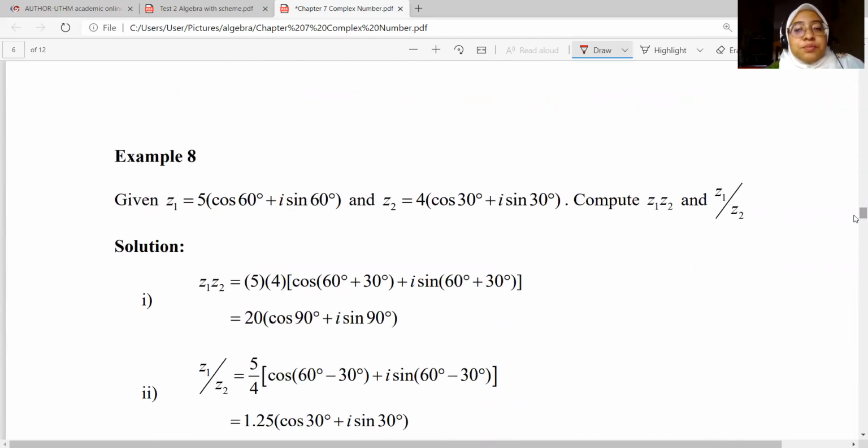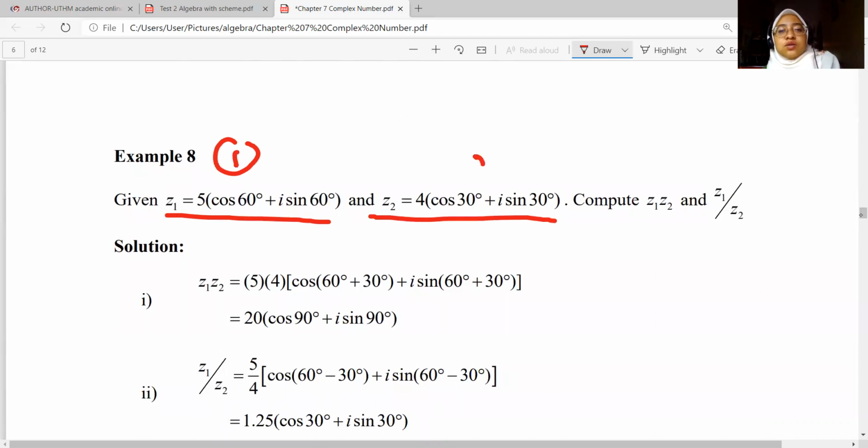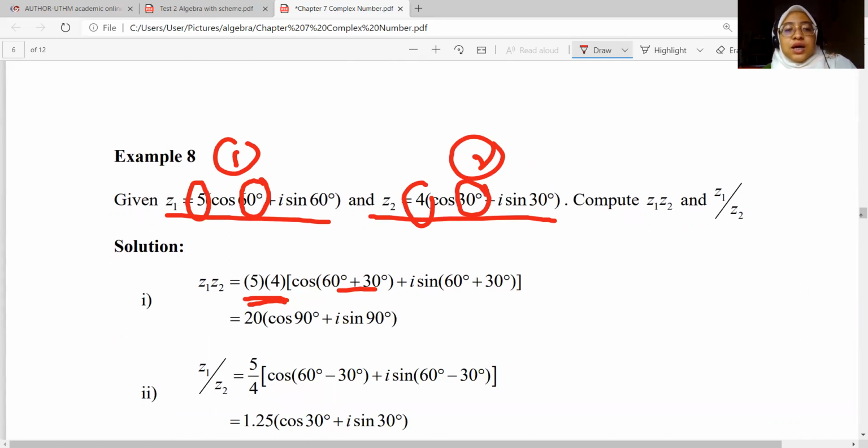So, we look at the example. It tells you that you have two complex numbers in polar form, and you have to compute Z1 times Z2 and Z1 over Z2. The first complex number and second complex number are both in polar form. When we want to do the multiplication, we multiply the R, the magnitude, and cos of 60 plus 30, the second theta, plus I sin of 60 plus 30. So 60 plus 30 is 90, so you can simplify it.